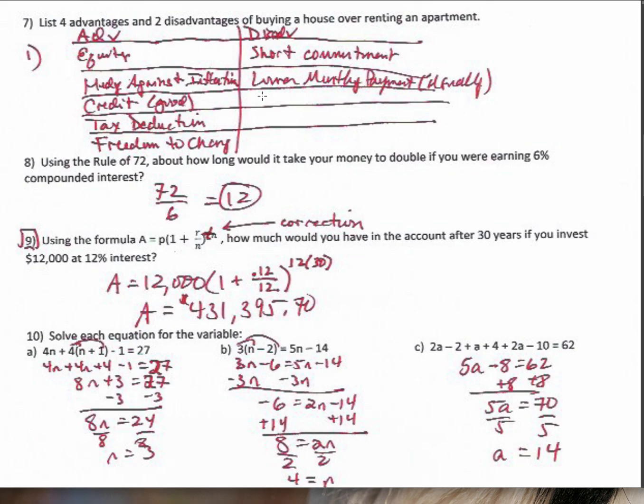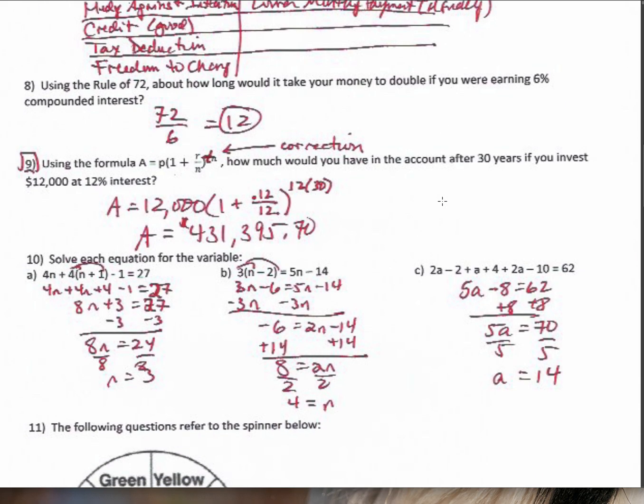Okay, next up, using the rule of 72. How long would it take to double your money if you were earning 6% compound interest? The rule of 72 says divide 72 by the interest rate, which is 6. So we get 12.